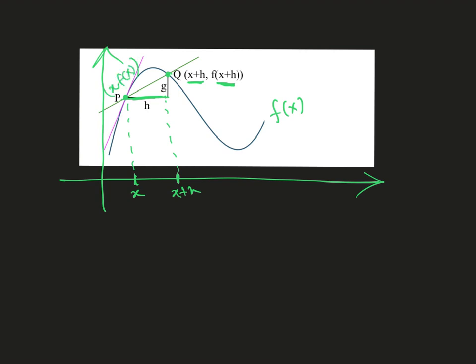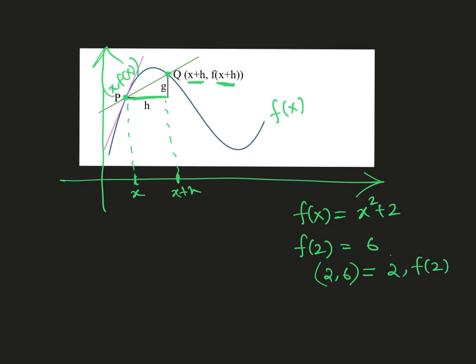Now why is that? Because see, for example, if you have an equation, for example, f of x equals x squared plus 2, you could simply say that f of 2 is equal to 6, right? So you could write the coordinate as 2 comma 6, or you could have also written it as 2 comma f of 2, because 6 and f of 2 are equivalent. So instead of writing 6, you could have written f of 2. So here we did the same thing. We wrote f of x plus h.